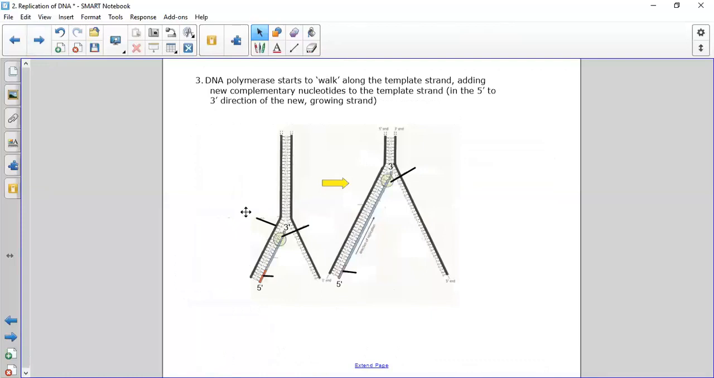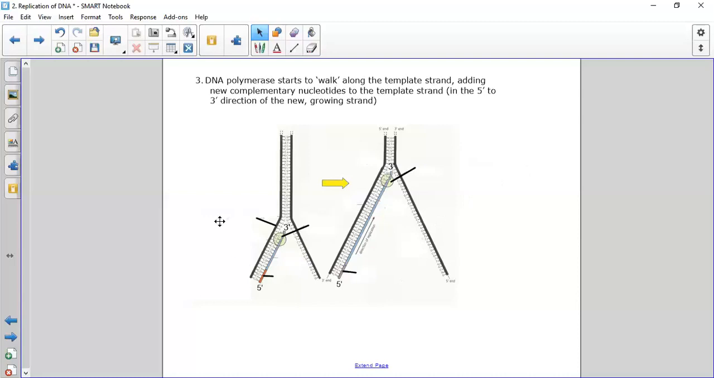Okay, the next thing that happens is our enzyme, the first enzyme that we learned about, comes in. DNA polymerase starts to walk along the template strand, adding new complementary nucleotides in the 5' to 3' direction of the new growing strand. Now, this is where it gets a bit confusing. If you're going to mention the direction, 5' to 3' or 3' to 5', it's really good practice to mention are you talking about the template strand, or are you talking about the growing strand? Because they're obviously going to be different.